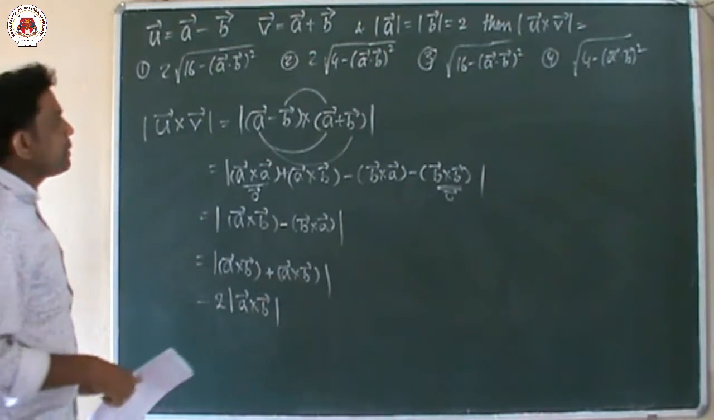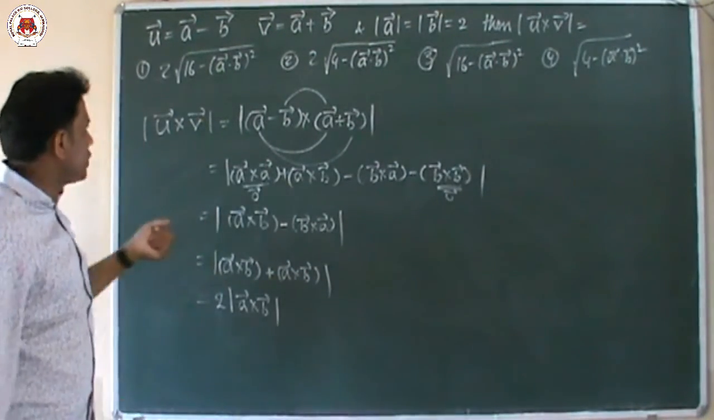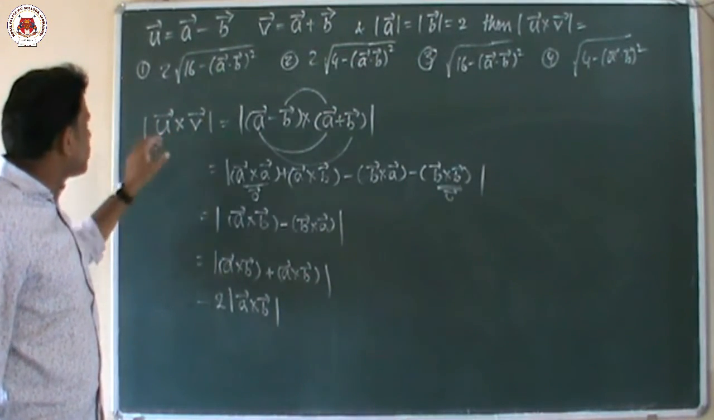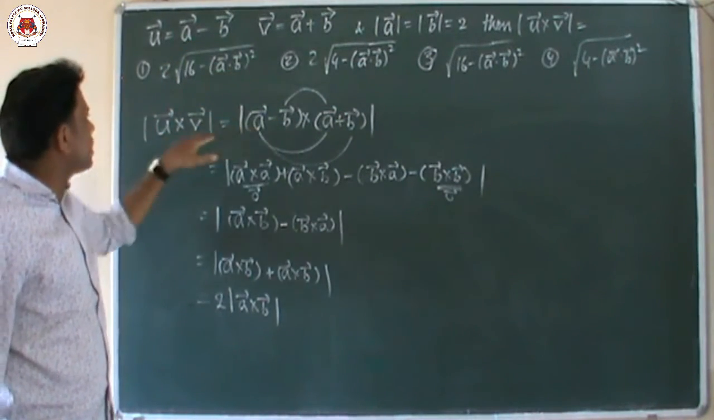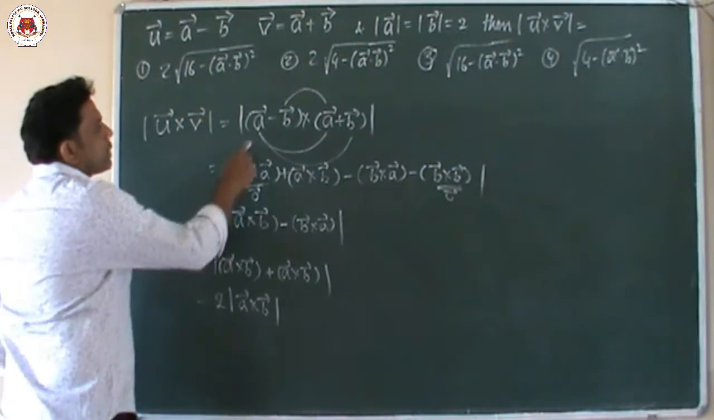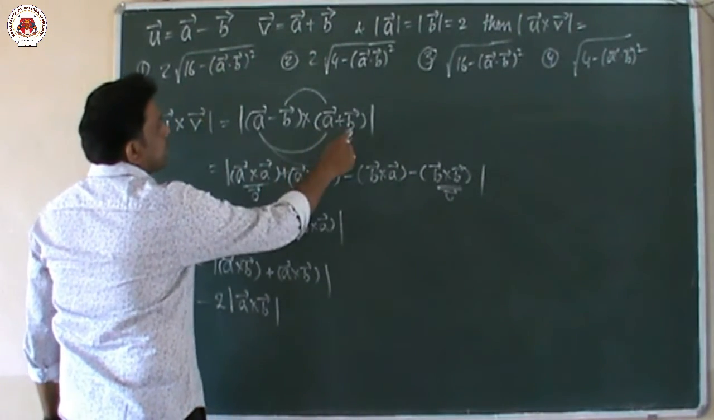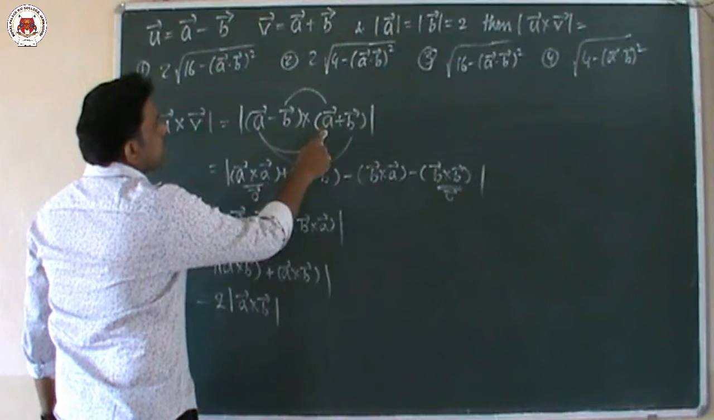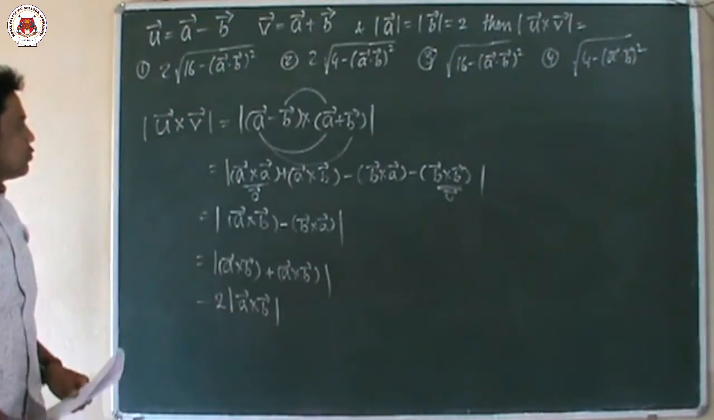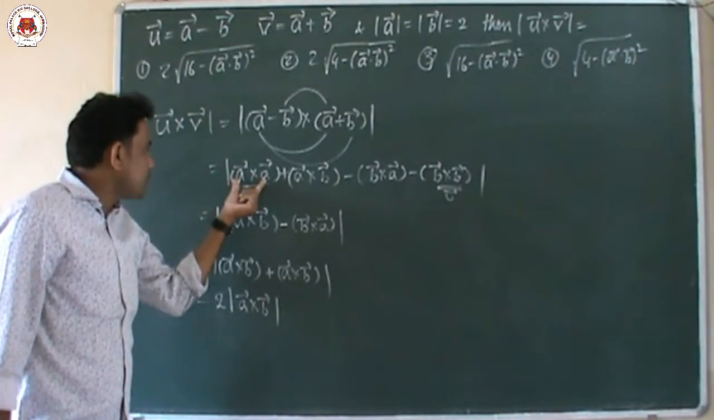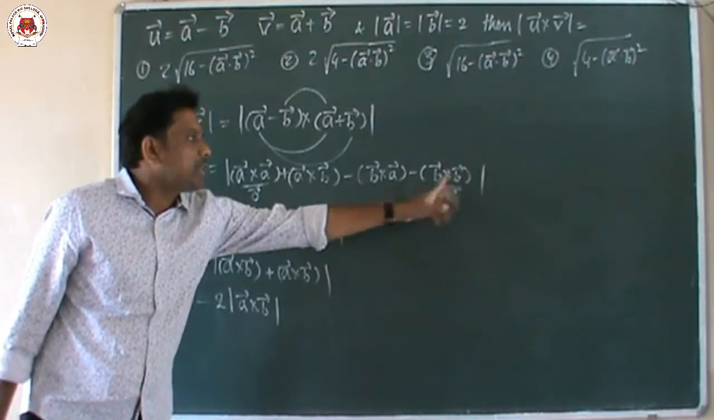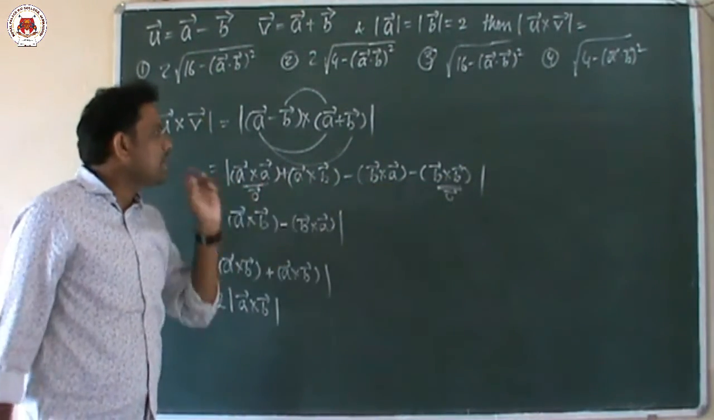So once again I am repeating. First of all listen. He is asking mod of U vector cross V vector. U vector means A minus B vector, V vector means A plus B vector. We are doing the cross product: A cross A vector, A cross B vector, minus B cross A vector, minus B cross B vector. So my dear children, the cross product between two like vectors is compulsorily the null vector. Here also like vectors give the null vector. These two we can leave.